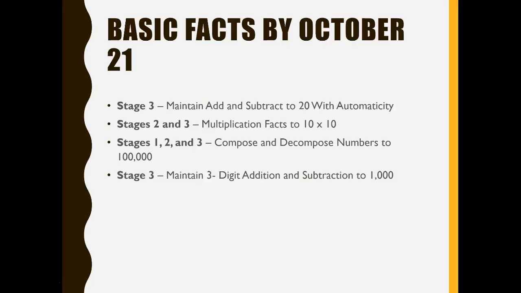Now, some basic facts that the kids need to know by October 21st. Notice stage 3 is the mastery level, so they should have already learned how to add and subtract to 20 with automaticity in 2nd grade, so you're maintaining that particular fact. And multiplication facts to 10 times 10, that's what they're going to be learning this 6 weeks. And composing and decomposing numbers to 100,000, which you've already done at the beginning of this year, and then maintaining 3-digit addition and subtraction to 1,000. So if you don't feel like the kids really have a good mastery of these concepts, these might be the ones you want to make sure and put in your workstations.